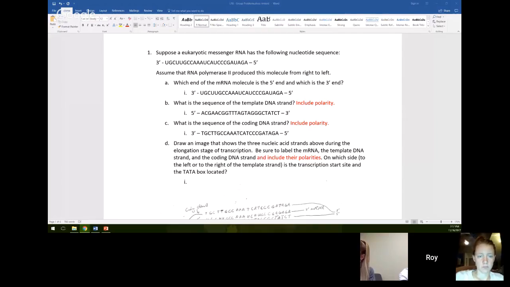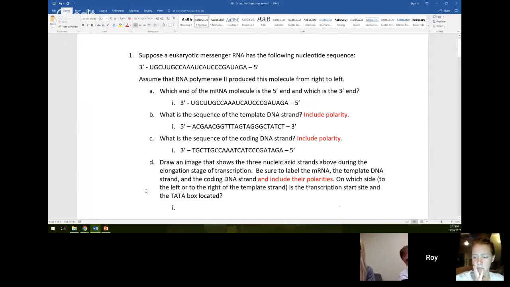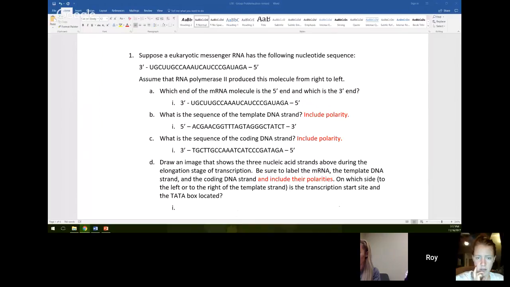So I have number 1, and it's saying, suppose a eukaryotic messenger RNA has the following nucleotide sequence. Assume that RNA polymerase II produced this molecule from right to left. And then A asks, which end of the mRNA molecule is the 5' end and which is the 3' end? So it moves from the 5' end to the 3' end. So that means that the left would be the 5' end and the right would be the 3' end.